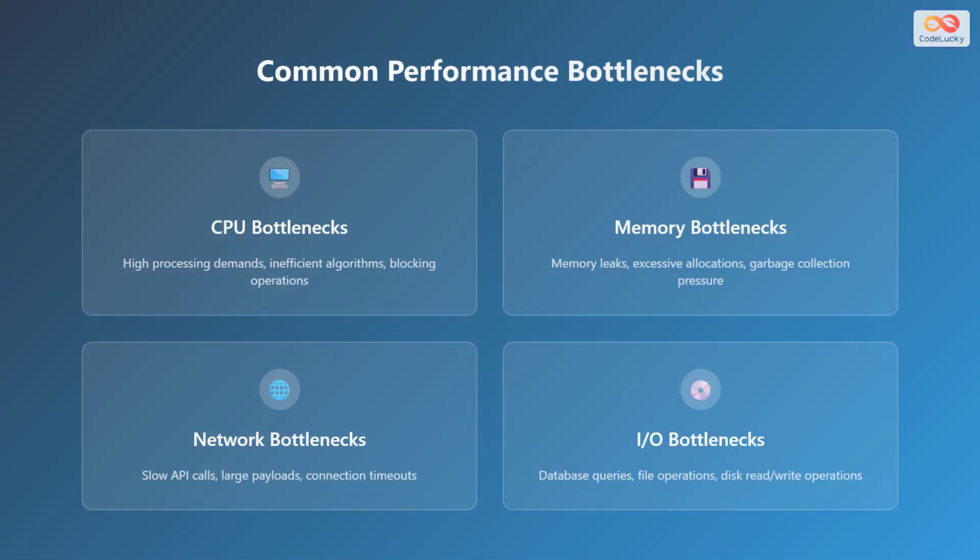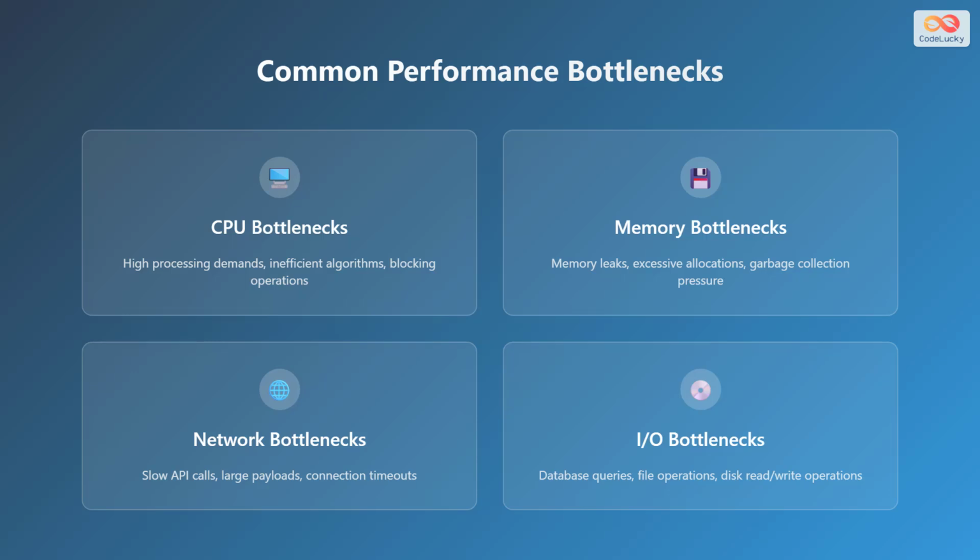Now, let's look at some common performance bottlenecks. First, we have CPU bottlenecks. These occur when there are high processing demands, inefficient algorithms, or blocking operations that keep the central processing unit, or CPU, busy. Next are memory bottlenecks.